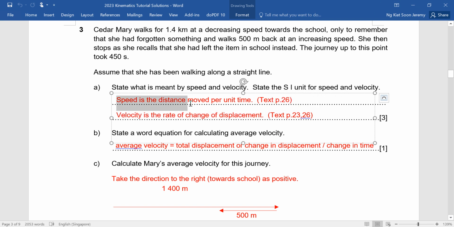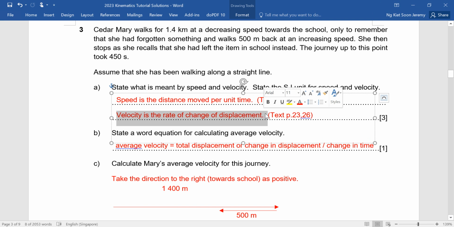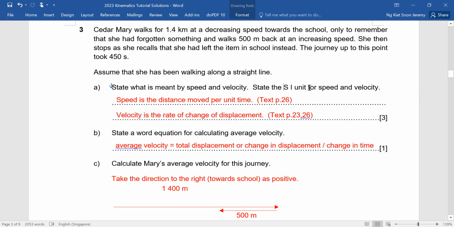So speed is distance moved per unit time. Velocity is the rate of change of displacement. You cannot tell me velocity is displacement over time. I will not accept that. I'll give you 0. The SI unit for speed and velocity is the same: meter per second. State a word equation for calculating average velocity.